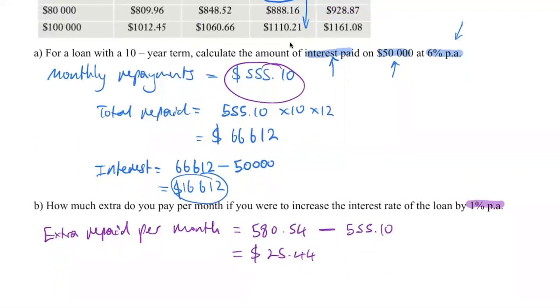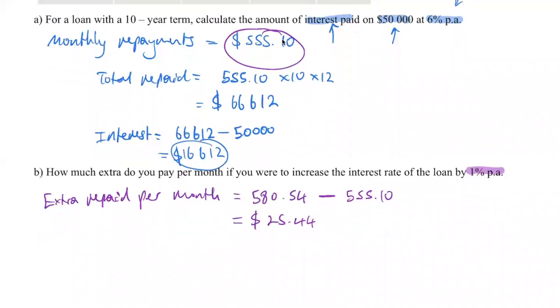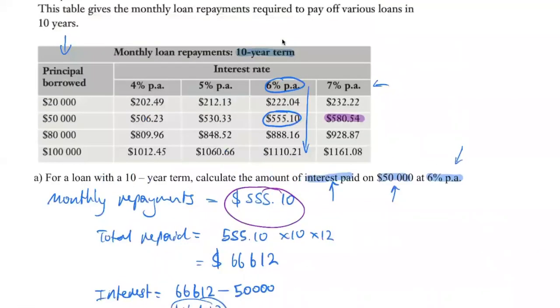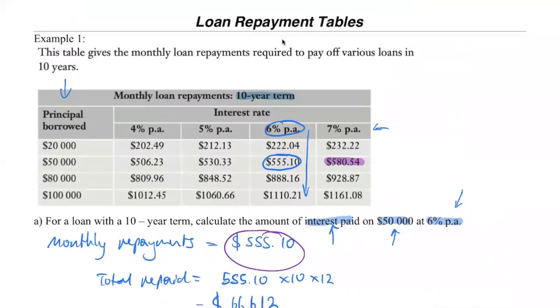All right, which can add up to be quite a little bit across the term of the loan if we aren't careful. So we want to make sure that we keep those interest rates as low as possible, because $25 times 10 years times 12 months each is going to give us an extra $3,052.80 across a 10-year loan. So we need to be very, very careful with that. Okay, that's essentially how we use our most basic form of loan repayment table.